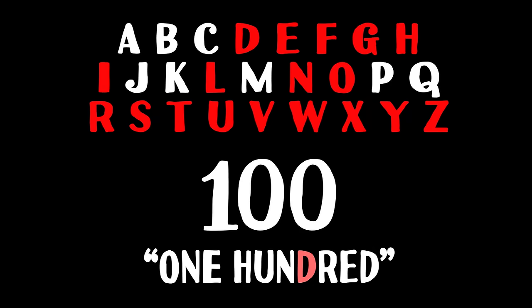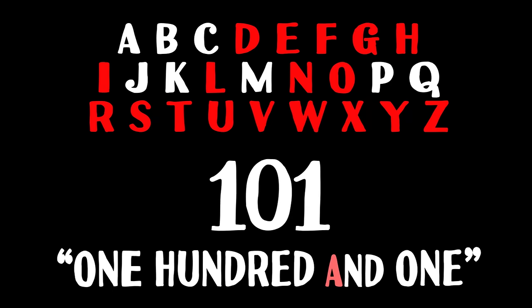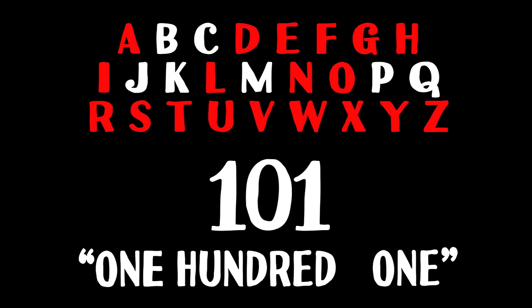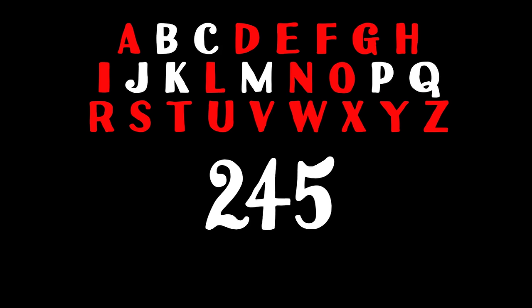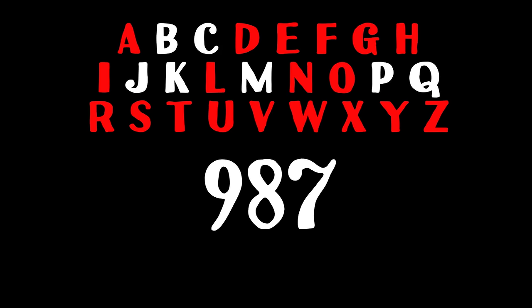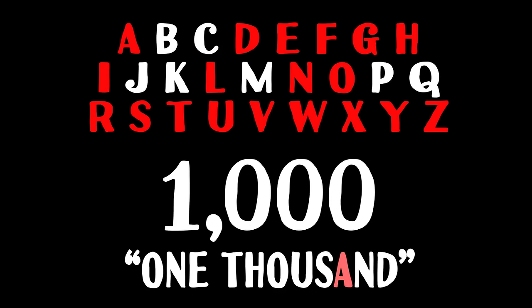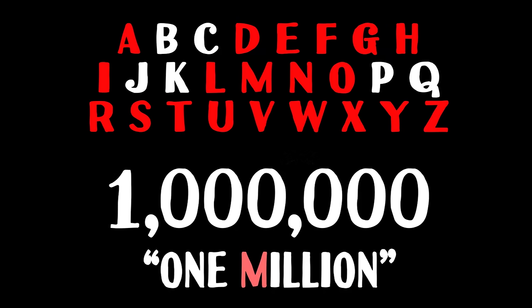Now if we include AND in 101, we have an A, but AND doesn't really hold any numerical significance because we can say 101 without it. So we really don't see A until 1000. And that leaves us with only 7 letters left. Our next stop is 1,000,000, which has an M in it.